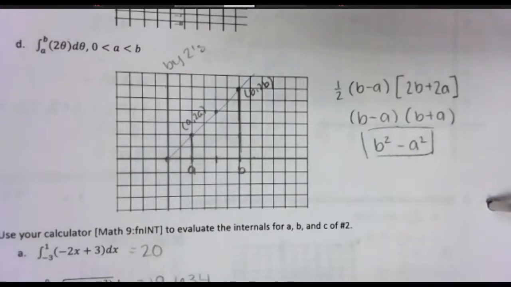So then you clean that up. A half times 2a plus 2b canceled, so you got b minus a times b plus a, which is a difference of squares. So you get b squared minus a squared.